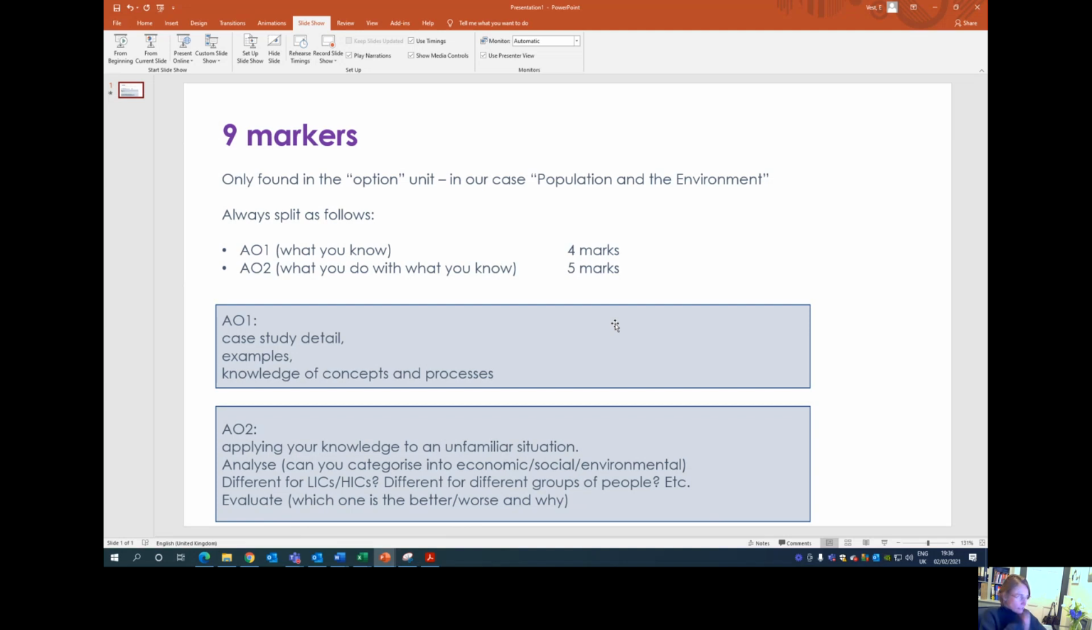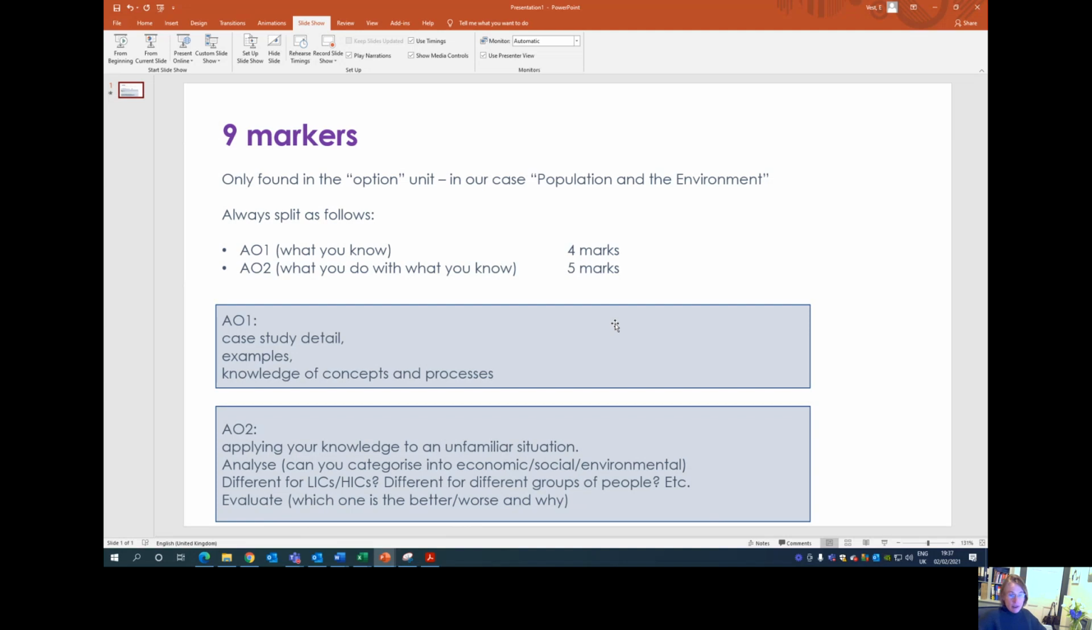In this situation, it's about applying your knowledge to an unfamiliar situation, for example, evaluating, so saying which one is better, which one is worse and why, or analysing. So can you possibly, for example, put things into different categories for AO2? So can you make it social, environmental or economic? If you're looking at deforestation, very often you've got short-term economic gains but long-term environmental problems, and so that's a way of analysing a situation because you're categorising.